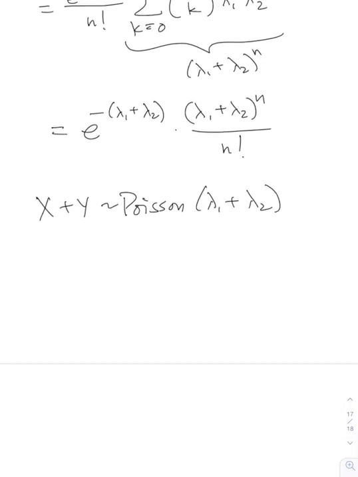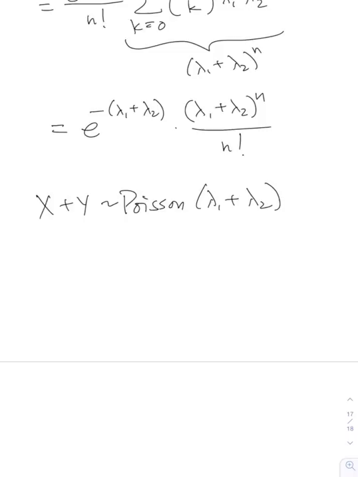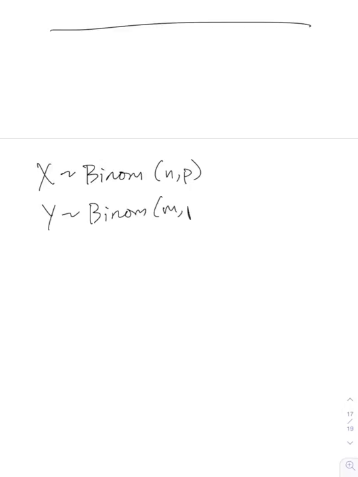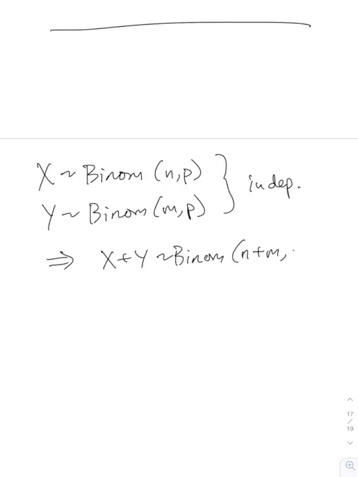So the next example, I don't want to go into detail, just tell you the result. It's example 3F, the sums of independent binomials. I'll just state this as a fact. If X is binomial (n, p) and Y is binomial (m, p), and they are independent, then X plus Y is binomial as well, with parameters n plus m, p.